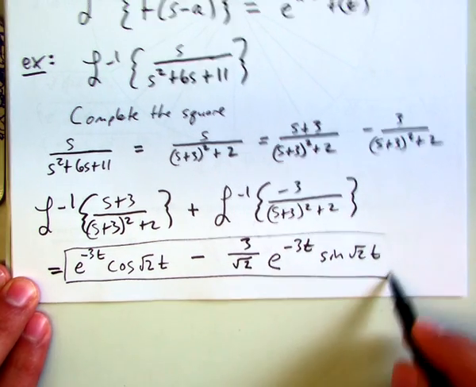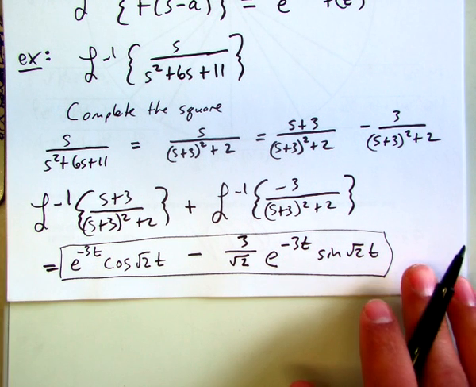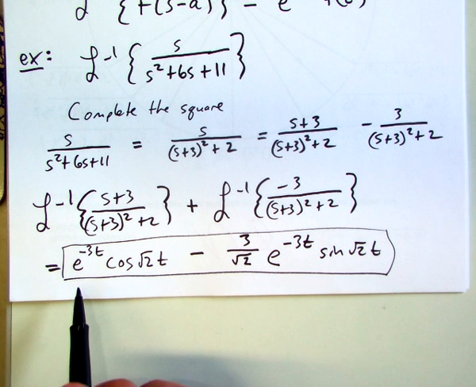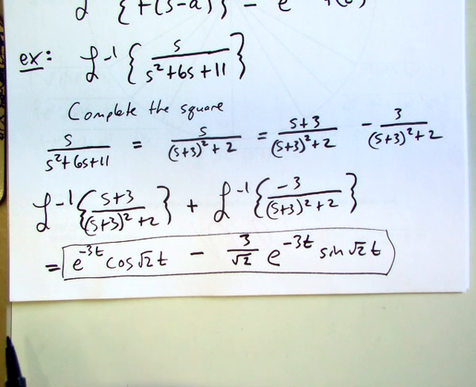So once you get a little bit more comfortable with this completing the square technique, if you don't like partial fractions, now you have another option. Okay? Any questions on that?